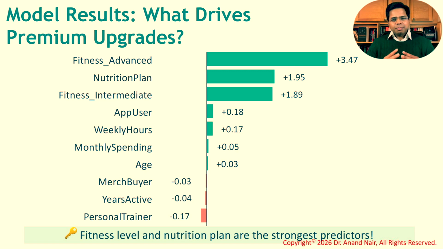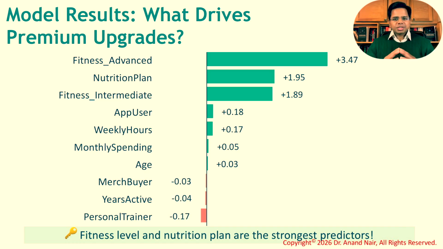Interesting insight. Personal Trainer has a negative coefficient, minus 0.17. Wait, what? Customers who already have a personal trainer are less likely to upgrade to premium? Actually, this makes business sense. They might feel they're already getting personalized attention, so why pay more for premium? Or maybe premium competes with personal training services.